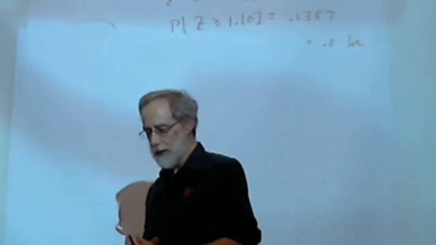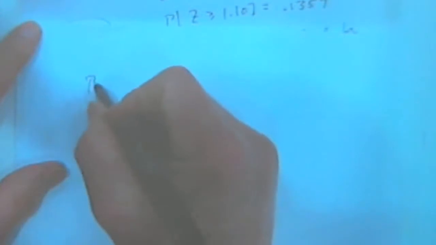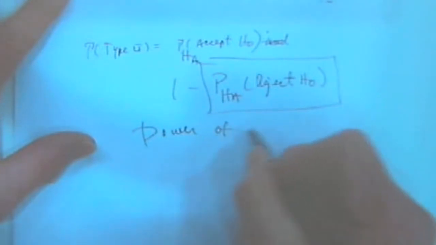Okay, so let's look at the power of the test. The power of the test is a probability. If I put up that table, under the probability of type 2, this is 1 minus the probability that you fail to reject. And this thing is the power of the test. It depends on H sub A.